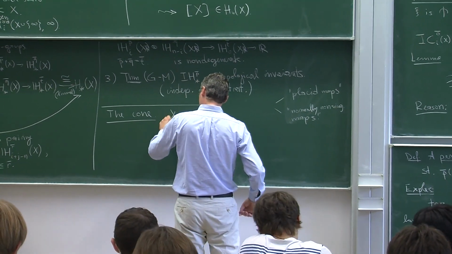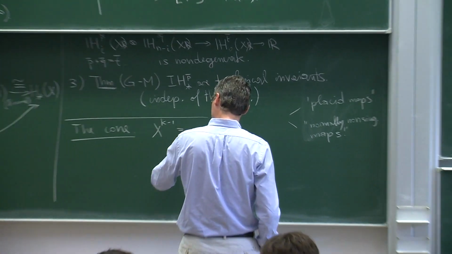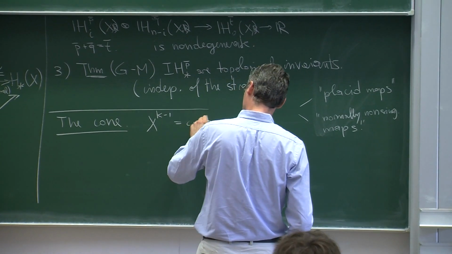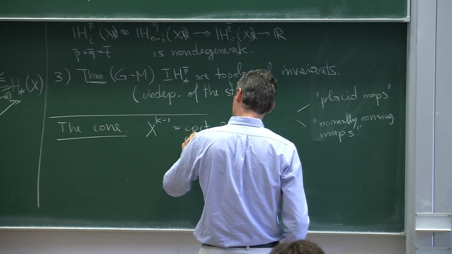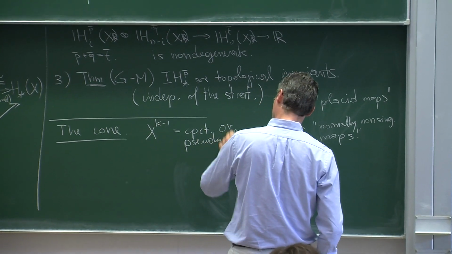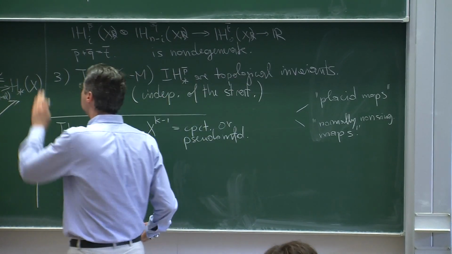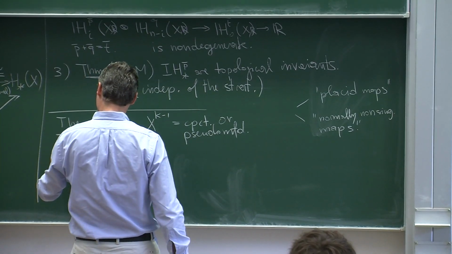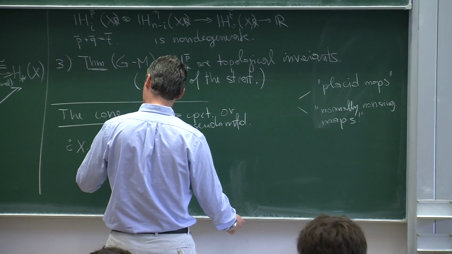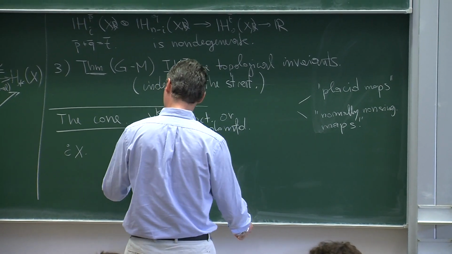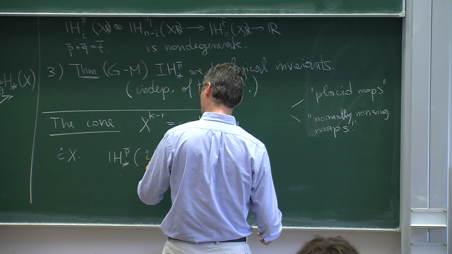So let X^{k-1} be a compact oriented pseudomanifold, PL of course. And I want to consider the cone on X. I would like to understand what the intersection homology for perversity P of that open cone is.